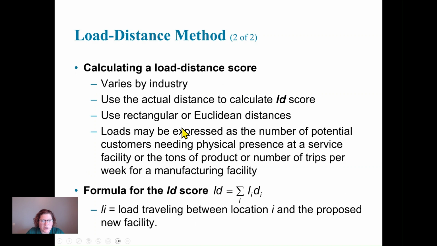So when we calculate a load distance score, this will vary by industry, but we're basically looking at among my different locations, and this could be locations of suppliers or locations of customers, how dense is the load need? And then what is the sum of those different options? So let's say I have 3 different cities that I am sending products to. How much demand is there in each city, and how far away are those cities from me? That will help me determine a load distance score.